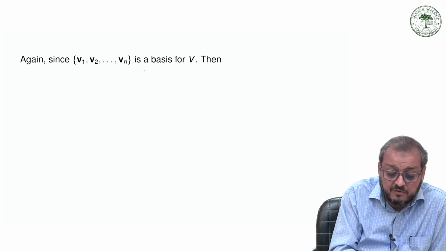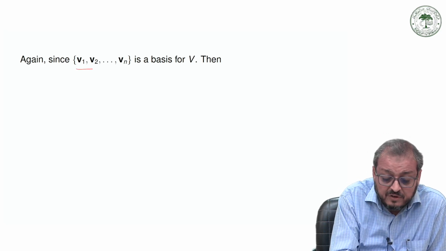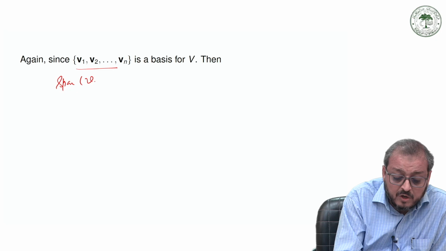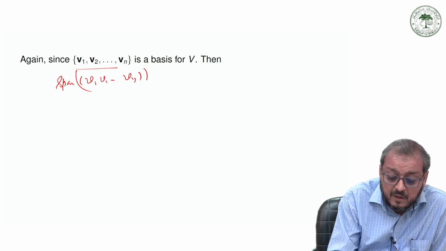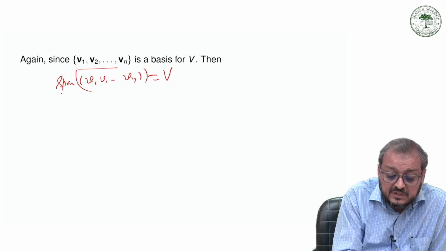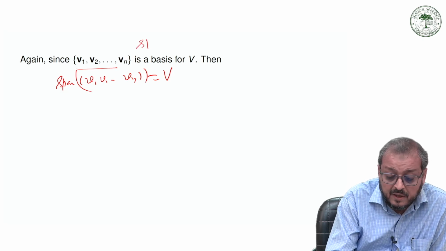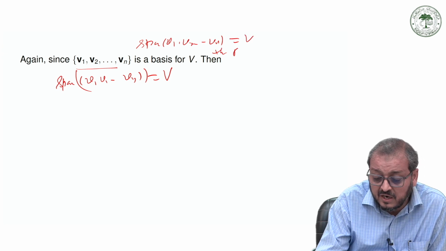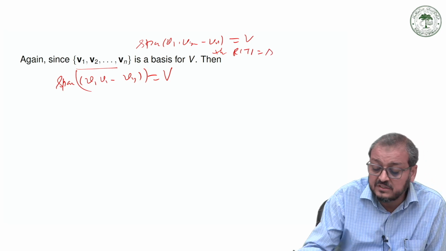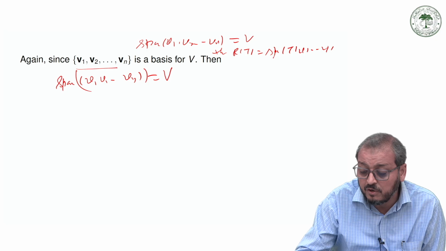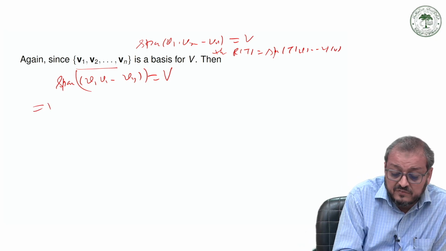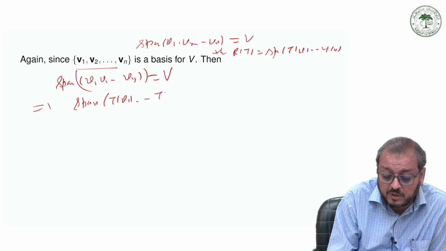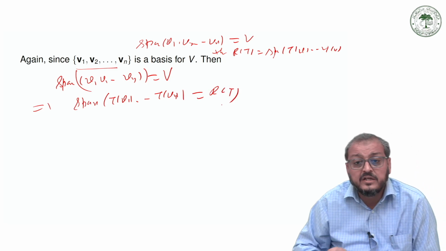Now again, this is a basis for a vector space V. If it is a basis of vector space V, then span of V1, V2 up to Vn is equal to V, and we have a result: if the span of V1, V2 up to Vn is equal to V, then R of T is equal to the span of T of V1 up to T of Vn. So by this result, this can be written as the span of T of V1 up to T of Vn is equal to the range of T.